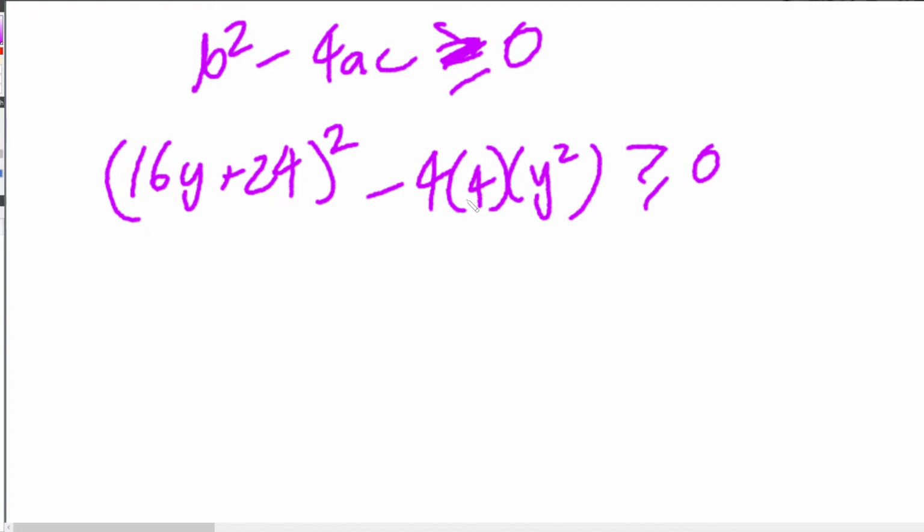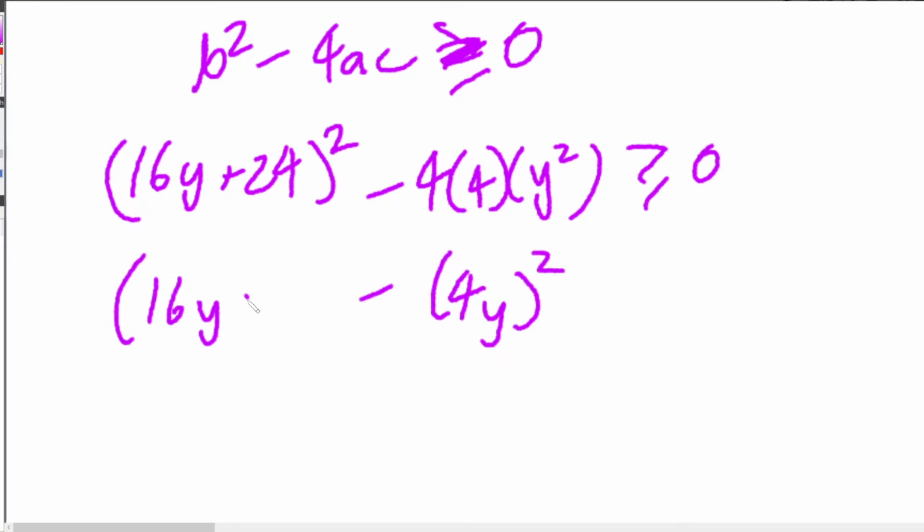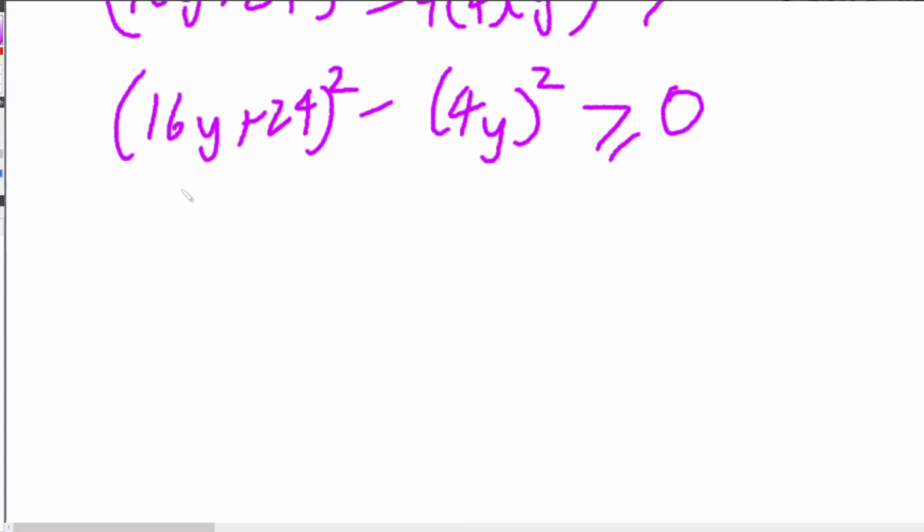And what's something I notice here? In fact, I noticed that this is minus 4y squared and 16y plus 24 squared. These two must be greater than 0 because this is a difference between two squares. We can actually factorize this to make our calculation a lot easier.